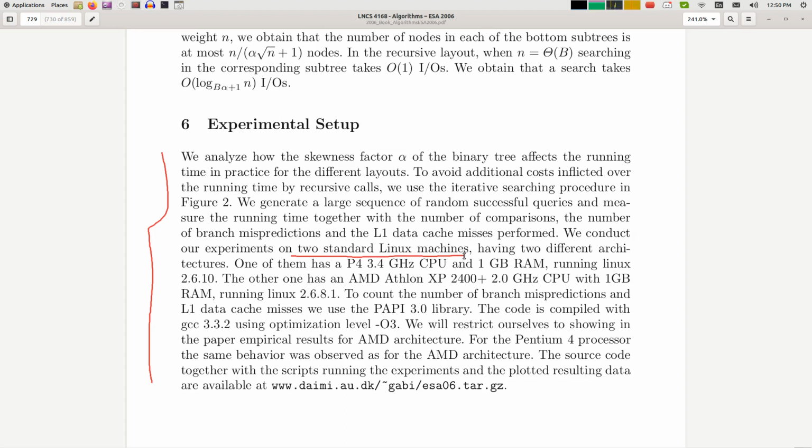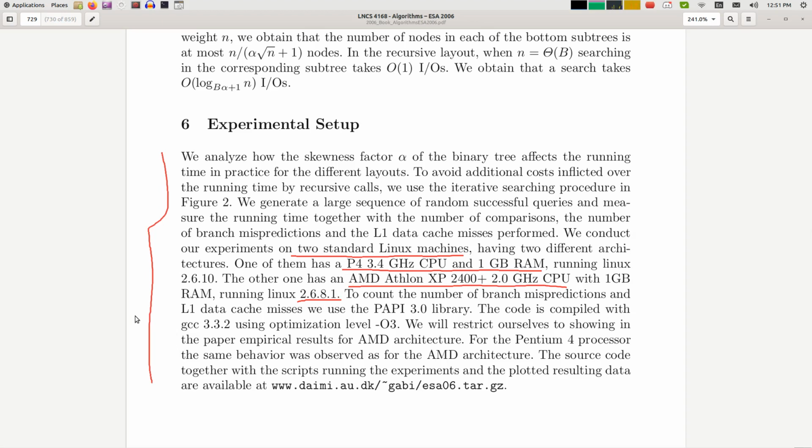You have machine 1, which is, I guess, an Intel Pentium 4 running Linux, and the other one is an AMD machine running a different version of Linux. Which is interesting to do because you have two different architectures. You have a CPU designed by Intel, you have a CPU designed by AMD. If the two results are consistent, that actually gives more strength to your theory. It makes it stand out better.